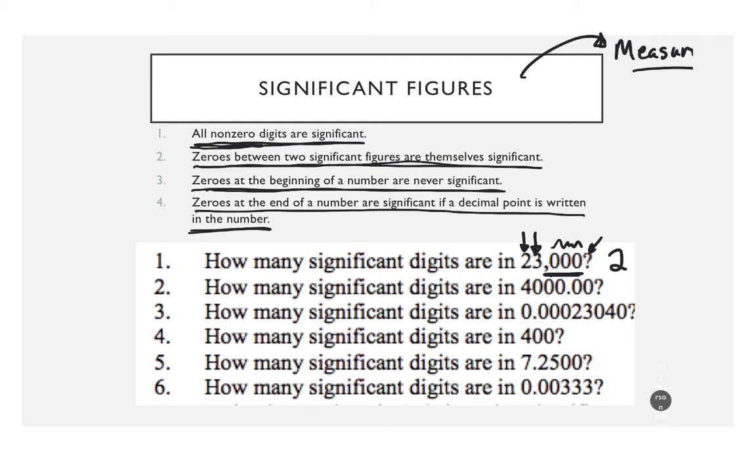What I'd like you to do right now, go ahead and look at the remaining numbers here and figure out how many significant digits are in each of them. When you're done, come back and check your answers.